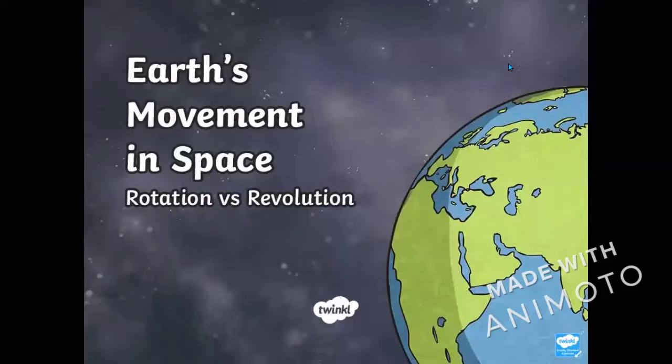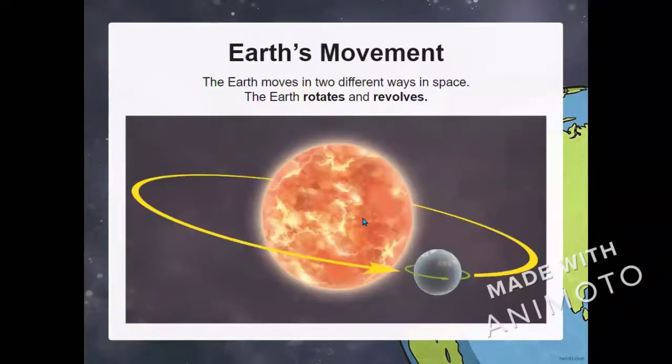We are going to work on Earth's movement in space. And basically, we're going to work on rotation and revolution. Actually, Earth moves in two different ways in space. The Earth rotates like this and revolves as you see here. And the revolution, which is the orbit, it is called orbit, takes 365.25 days. Interesting, right? Well, that's basically a year.